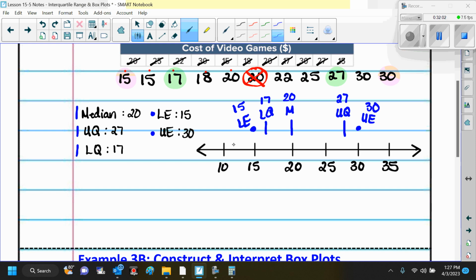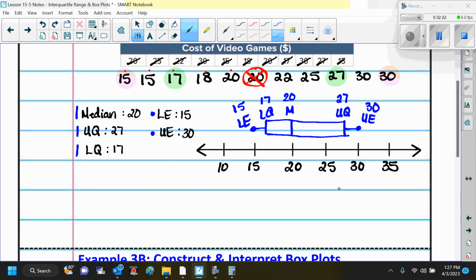And now that you have all of this labeled, now all you have to do is connect at the top here, connect at the bottom, connect those lines. So there's the boxes. And then you want to connect the plotted points to those boxes, and there are the whiskers. So that is how you create your box and whisker plot.